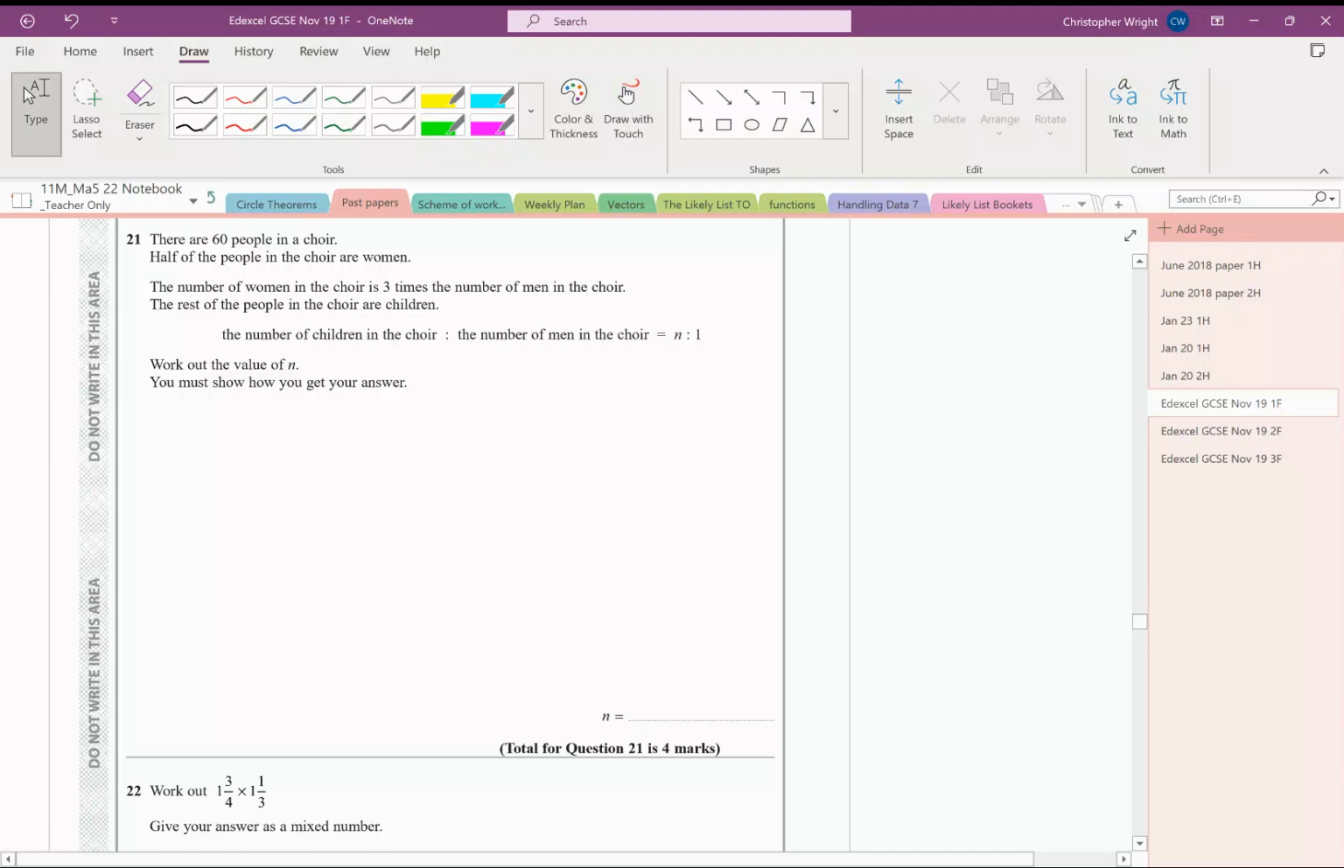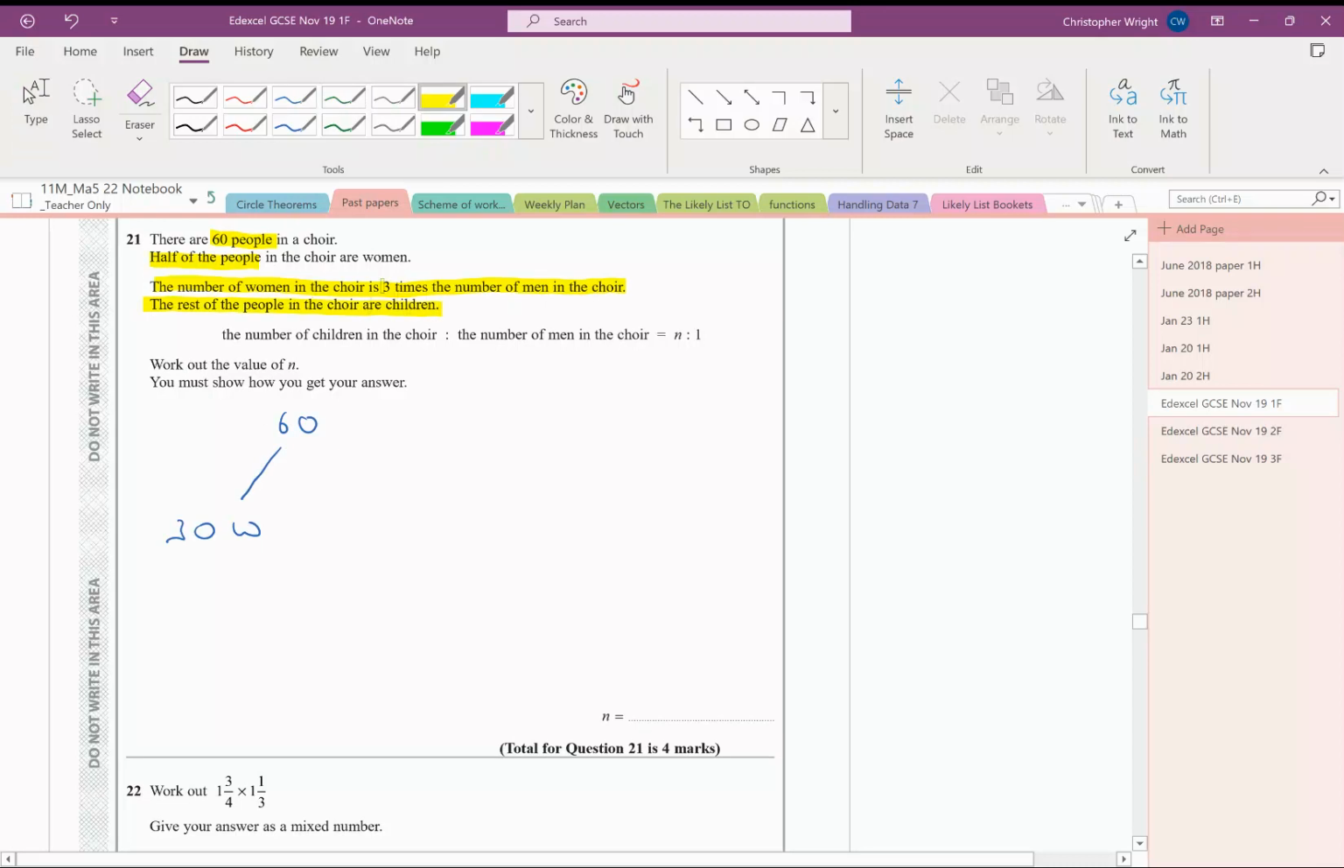Okay, question 21. There are 60 people in a choir. Half of the people in the choir are women. Okay, there must be 30 women. The number of women in the choir is 3 times the number of men in the choir. Okay, and the rest of the people in the choir are children.